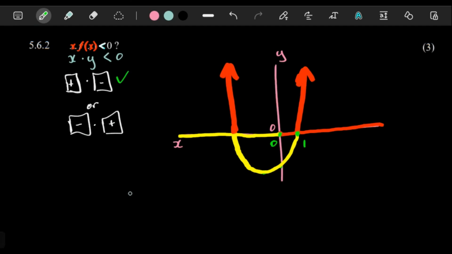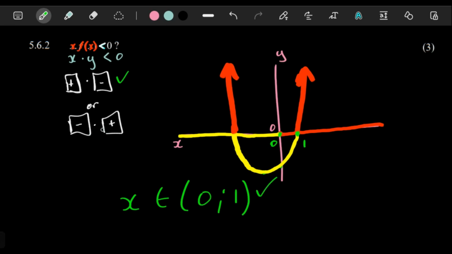So the first portion of our answer: x is an element of 0 until positive 1. The 0 and the 1 are not included, because specifically at 1 you have a y value of 0 there, and specifically at 0 you have an x value of 0. If any of these is a 0, when you multiply them you just get a 0, and 0 is not smaller than 0. This is the first portion of your answer.